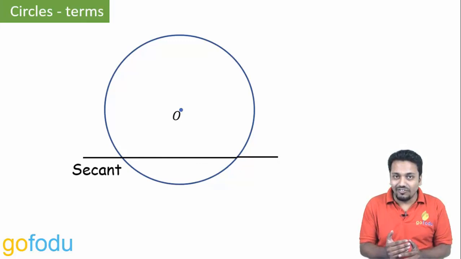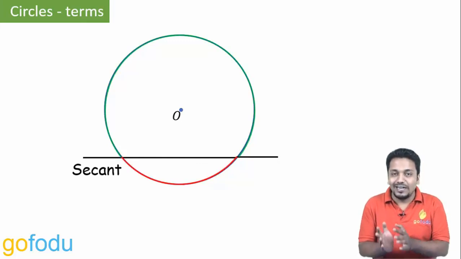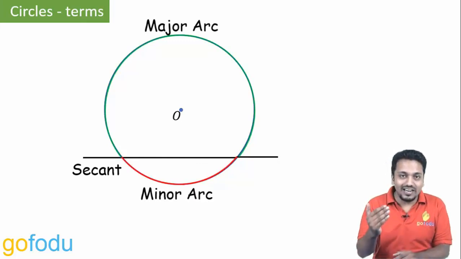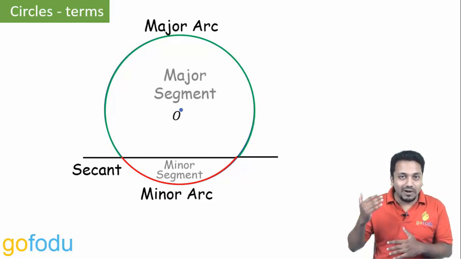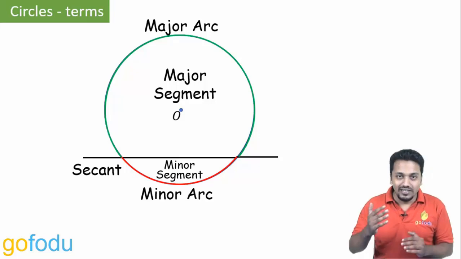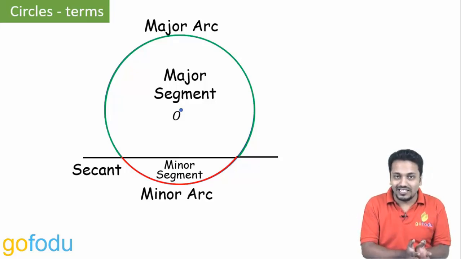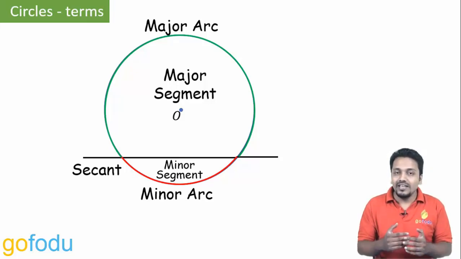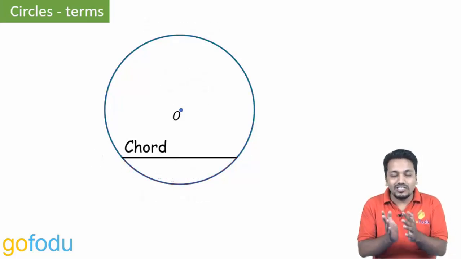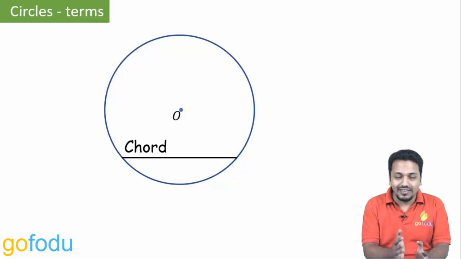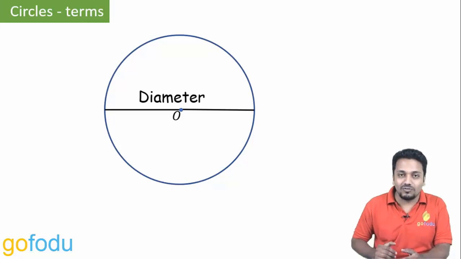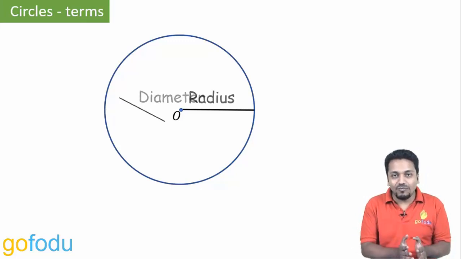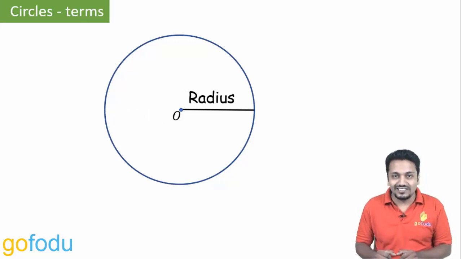Now this secant divides the circumference of the circle into two parts, the major arc and the minor arc. This complete bigger part is called the major segment and the smaller one is called the minor segment. If 2 points on a circle are connected, then the segment is called a chord. A chord, when it passes through the center, is called the diameter of the circle, half of which is called the radius.